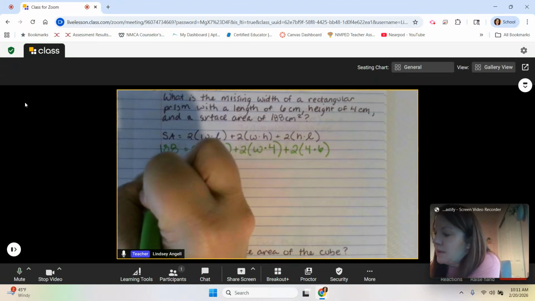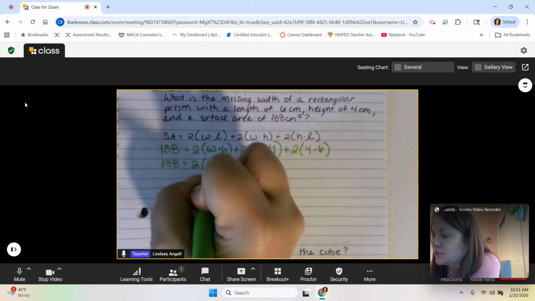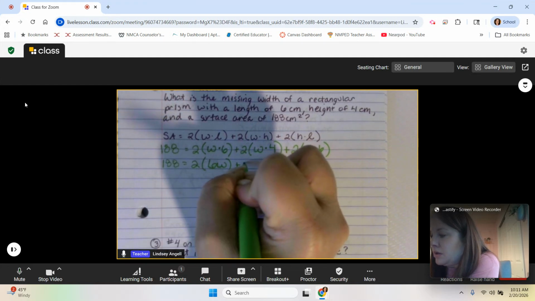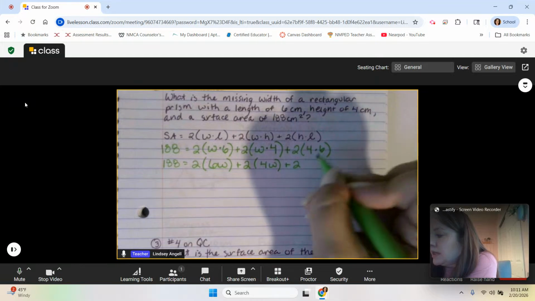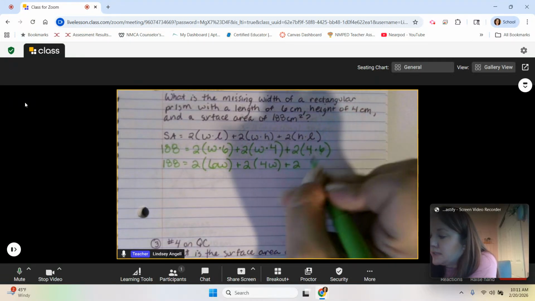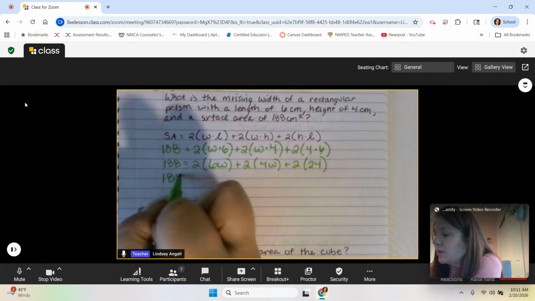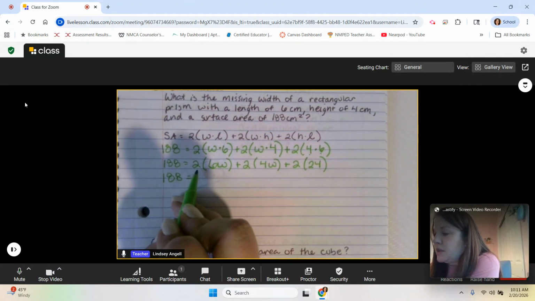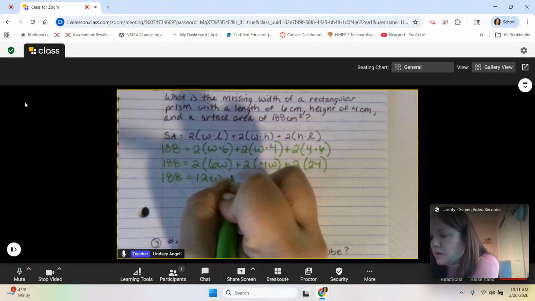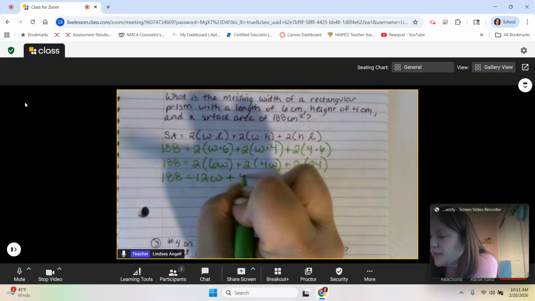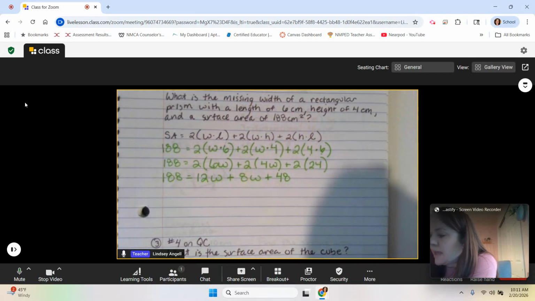Okay? So I'm going to rewrite this so it's a little bit easier for us to see. We can rewrite this as 2 times 6w plus 2 times 4w plus 2, and then we can take care of this. 4 times 6 is 24. Okay, again, we'll rewrite it. 188. If I have 6w, but I have 2 groups of that, I have 12 w's. Plus, and then 2 times 4 is 8, so we have 8 w's. And then 2 times 24 is 48.